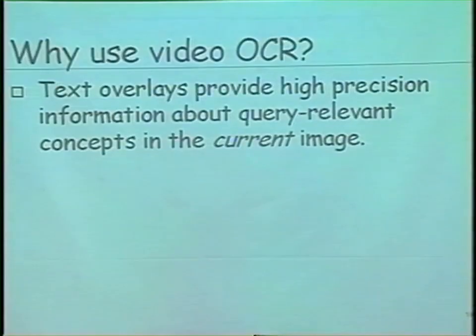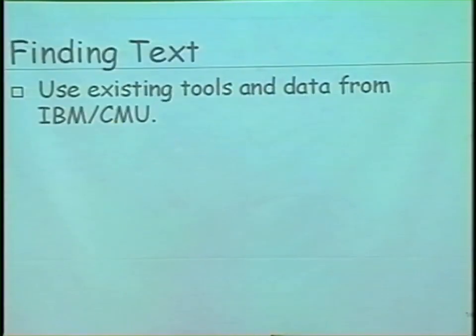Text overlays provide really high precision information about query-relevant concepts in the current image. The things you want to query on are in the current image, so you really want to go after it. And if you had good video OCR, you can. In order to recognize the text, you first have to find it, and I'm actually going to take a pass on that. IBM has a number of tools for finding text overlays, and CMU has the text boxes in their feature set, which they made public. So I'm just going to use something like that.